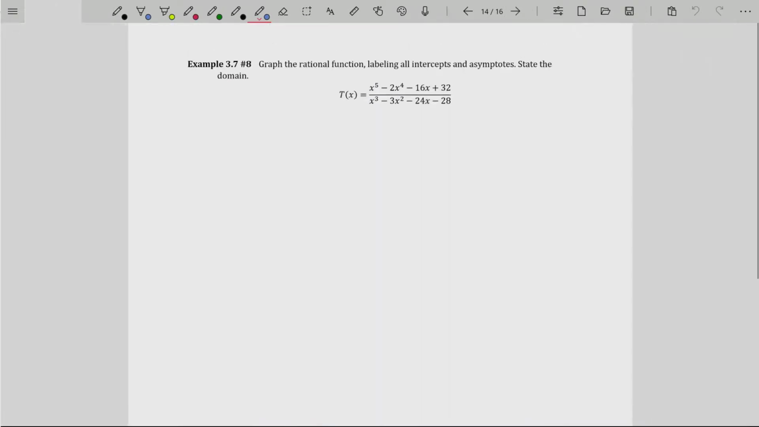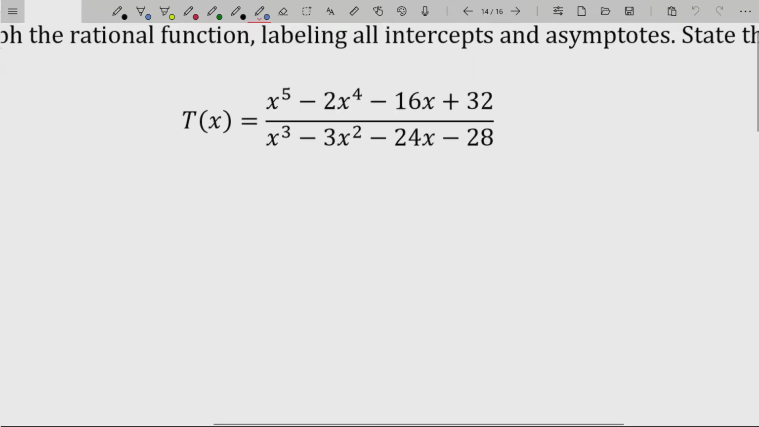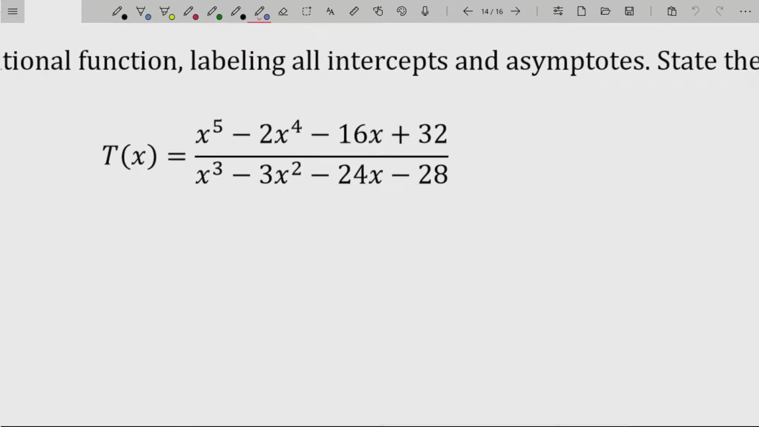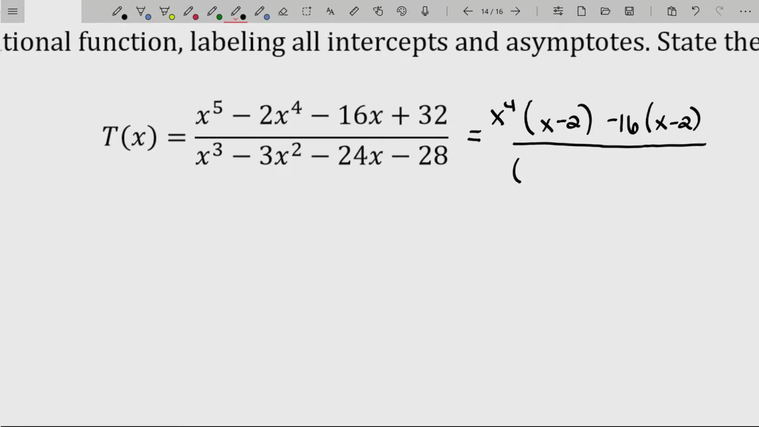All right, so luckily we're just dealing with the same exact denominator that we have been dealing with this entire time. Remember, you want to factor everything first when asked to graph. So the numerator is factoring by grouping. So that's x to the fourth times x minus 2, minus 16 times x minus 2. That's super nice. The denominator is, what was it? It was x plus 2 squared times an x minus 7.